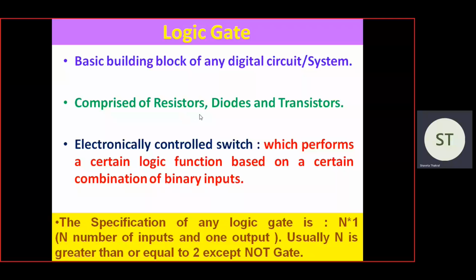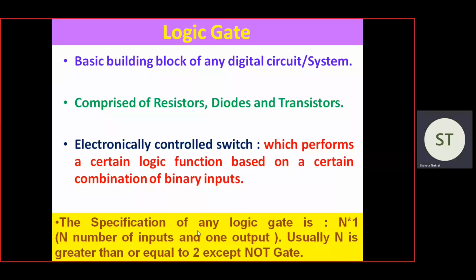Later on we will see the complete circuit of a logic gate. That means we will discuss what is inside the logic gate. But in this lecture I am just giving you the overview of logic gates, and later on we will see the complete circuit that consists of diodes and transistors. So in simple terms, a logic gate is defined as an electronically controlled switch, and the purpose of a logic gate is to perform a certain logic function based on a certain combination of binary inputs.